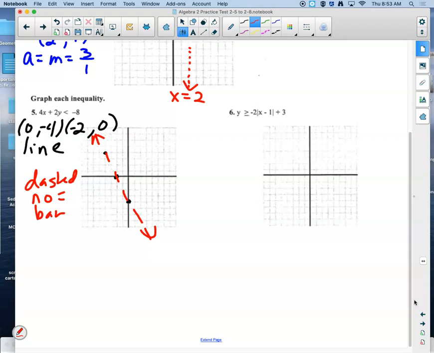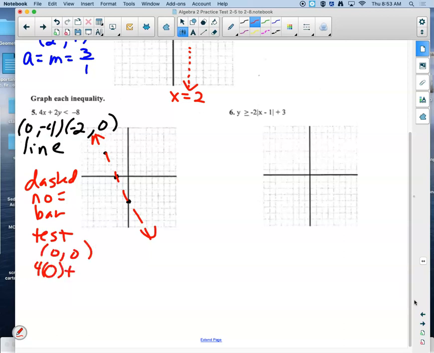Finished? No? What do we still have to do? Yes, we do. We have to figure out which way to shade. So, is 0, 0 an okay point on this one? Yeah, it's not on our line. Let's test 0, 0.